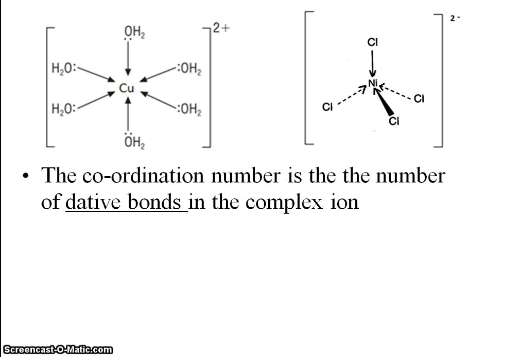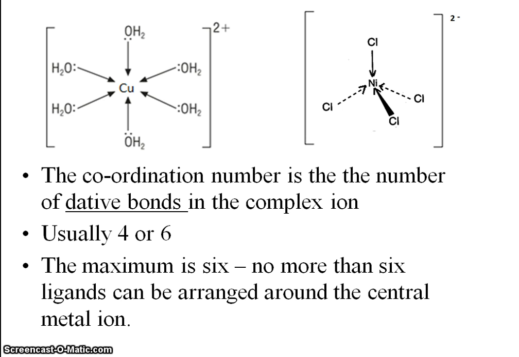So you can see in the first diagram here you've got the copper water complex, and so there are 6 dative covalent bonds, so the coordination number is 6. And here we've got the nickel chloride complex, and so you've got the 4 dative covalent bonds, so that coordination number is 4. So the coordination number is usually 4 or 6. The maximum is 6, since no more than 6 ligands can be arranged around any metal.